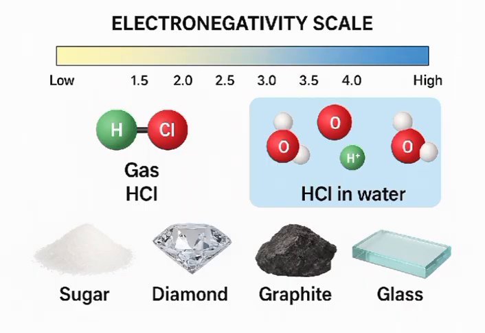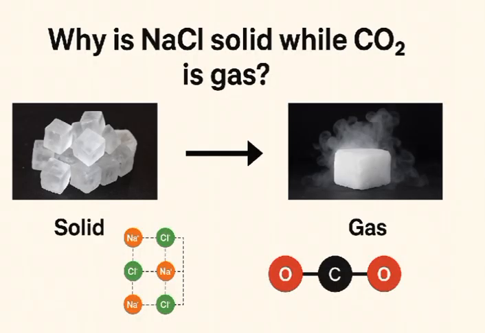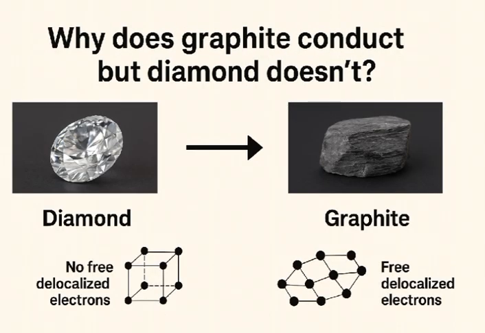Let's solve real questions you'll face in exams, and in interviews. 1. Why is NaCl solid while CO2 is gas? NaCl has a strong ionic lattice, CO2 has weak intermolecular forces. 2. Why does graphite conduct but diamond doesn't? Graphite has free delocalized electrons, diamond has none.